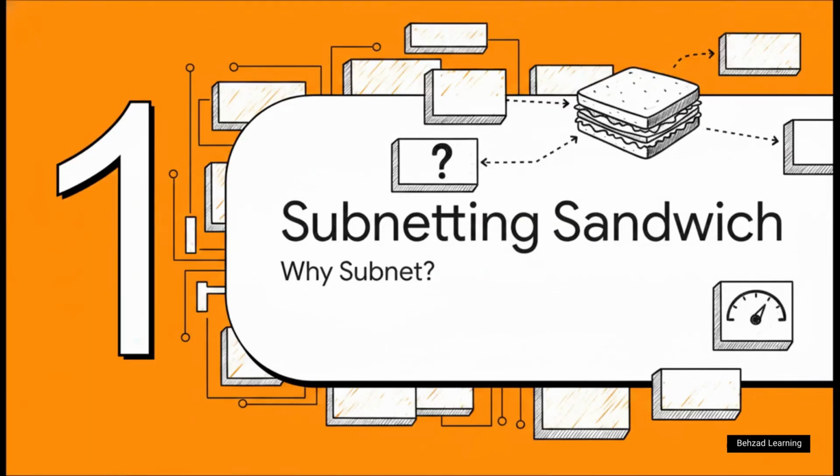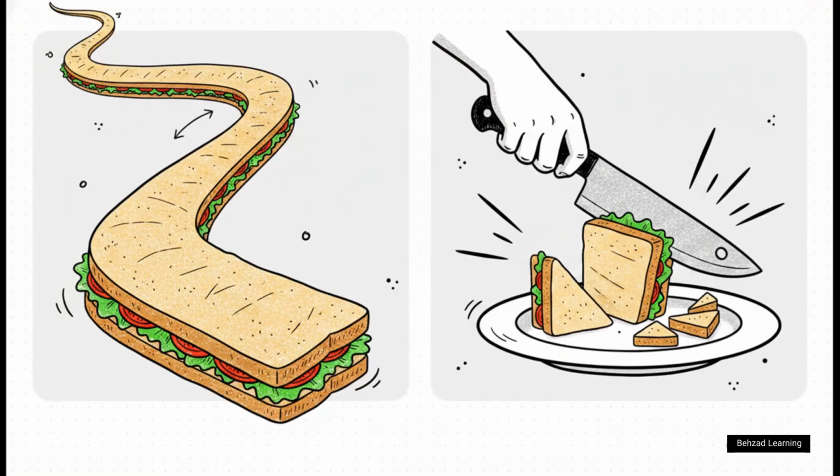Section 1. The Subnetting Sandwich Problem. Imagine you walk into a shop, order lunch, and they hand you a 2-kilometer-long sandwich. You can't eat that by yourself. It's completely unmanageable. Well, a massive Class B network is exactly the same thing. It just has way too many IP addresses for one single broadcast domain. So what do we do? We chop it up into useful, meal-sized pieces. And those smaller, digestible pieces, that's exactly what we call subnets.